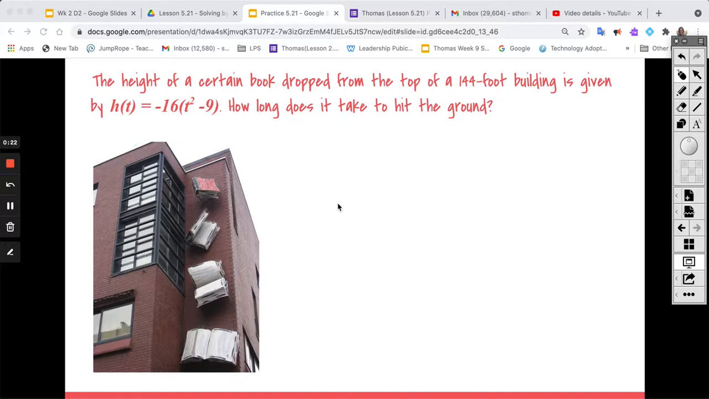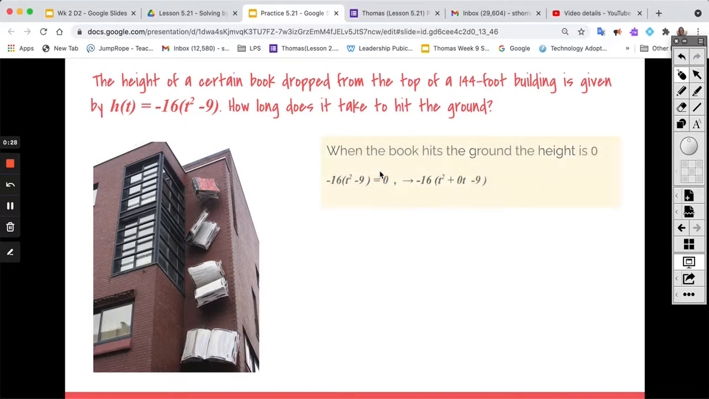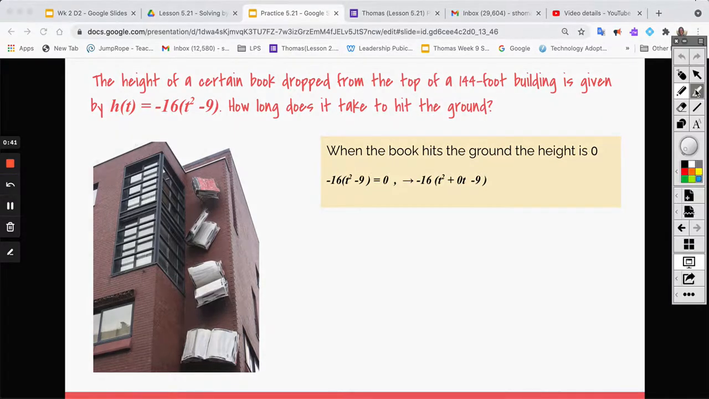Generally, when it hits the ground, it means that the height is going to be 0, and so that's the first thing we know. When the book hits the ground, height is 0, and so we can set the equation equal to 0. Now, what is particularly true about this equation? So we have negative 16 and we have t squared minus 9.